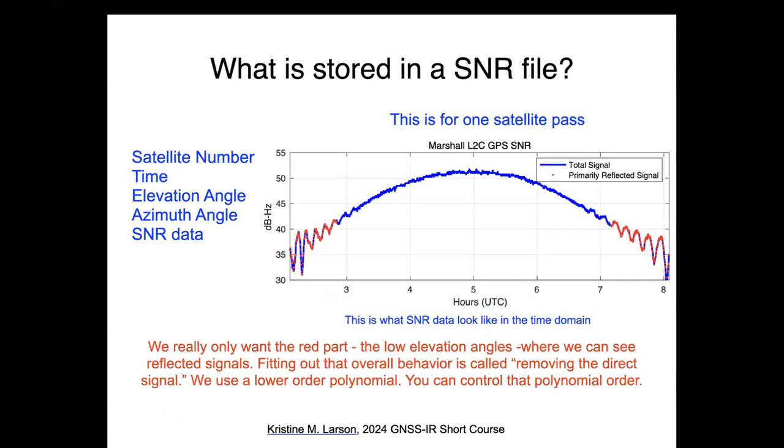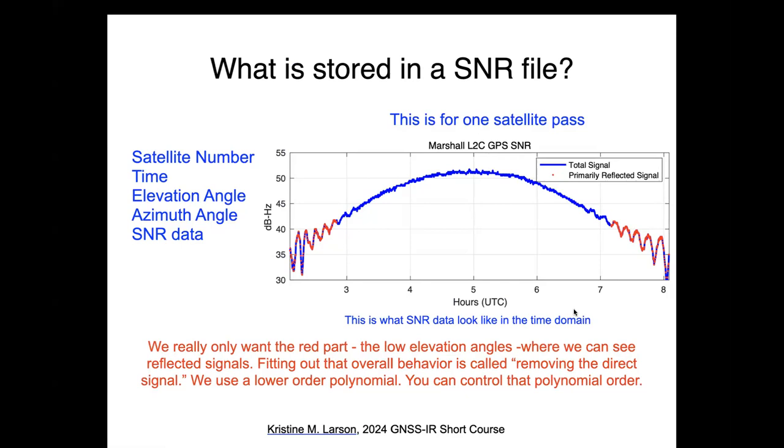So what's stored in an SNR file? This will look familiar to you if you look back to Felipe. This is actually the station P041. And the blue is the raw SNR data. That's the total signal measured by a geodetic receiver. In this case, it's the L2C data, which means it's the GPS L2 data using the modern code. And I've put hours on the x-axis, even though I'm going to end up using sine of elevation angle in the code. And the dB-Hz is just like what Felipe talked about. And the red part is what I want.